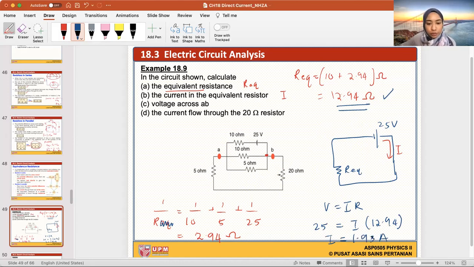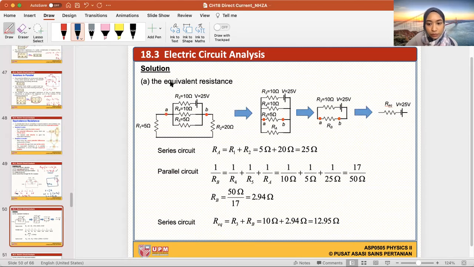Okay, don't forget your units. Units in ohm for resistor, and I current is ampere. Okay, and then it's asking for the voltage across AB. Before I proceed with C, let's see if I did it correctly. So we got 12.95, berkurang lah.